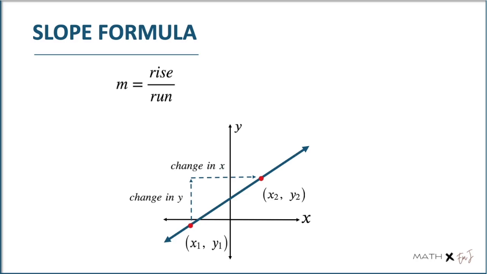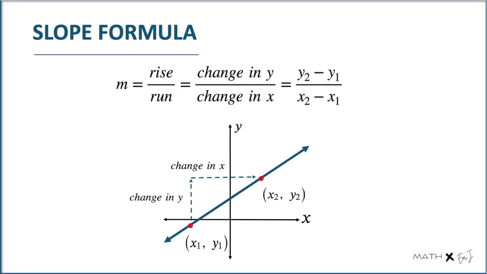This means that we could write our formula like this. Slope is equal to change in y over change in x. And when I say change, I'm simply talking about the difference between the 2 coordinates. So we could also write our formula like this: y2 subtract y1 over x2 subtract x1. And this is the formula that we'll be using throughout this lesson, and it's definitely one that you'll need to memorize.